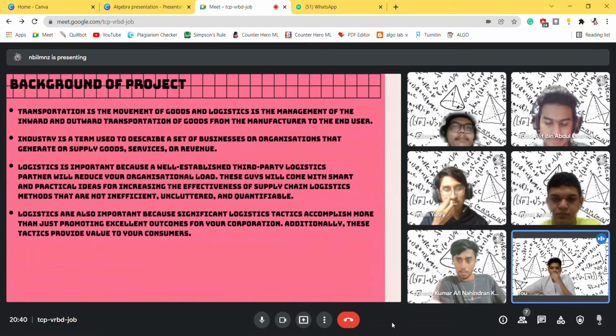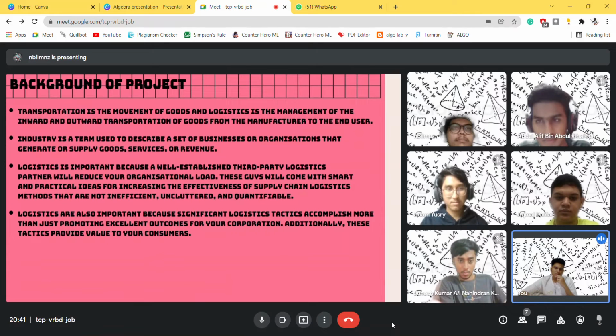So we're going to proceed to the background of the project. First, transportation is the movement of goods, and logistics is the management of the inward and outward transportation of goods from the manufacturer to the end user. Next, industry is a term used to describe a set of businesses or organizations that generate or supply goods, service or revenue.